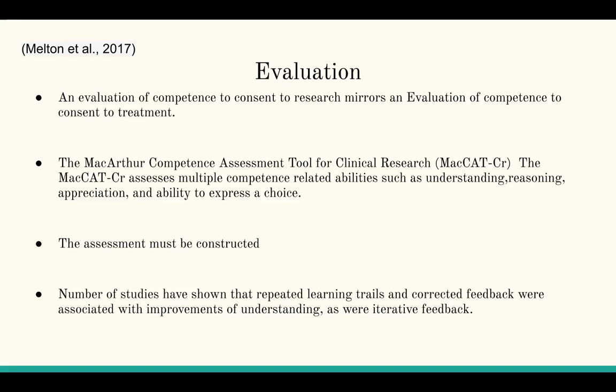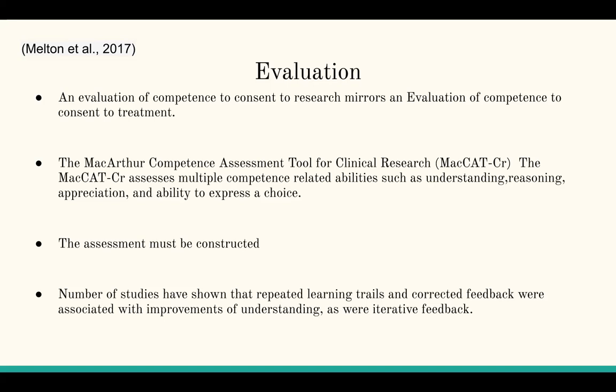This tool is used because it is able to relate to competencies such as understanding, reasoning, appreciation, and ability to express a choice. When you're looking at informed consent and you're looking at the RIBs, these are some of the main ones that are going to be presented. So this tool is able to show if they have the right competency to consent to research. The assessment must be constructed.